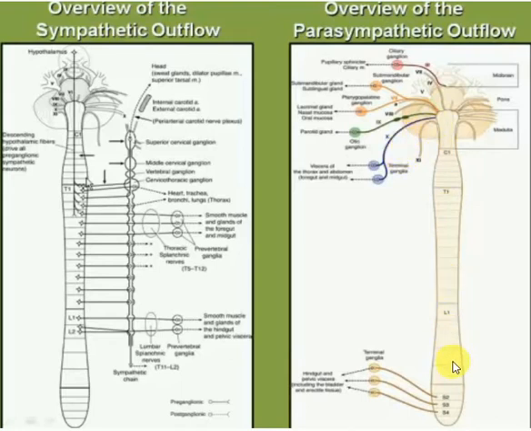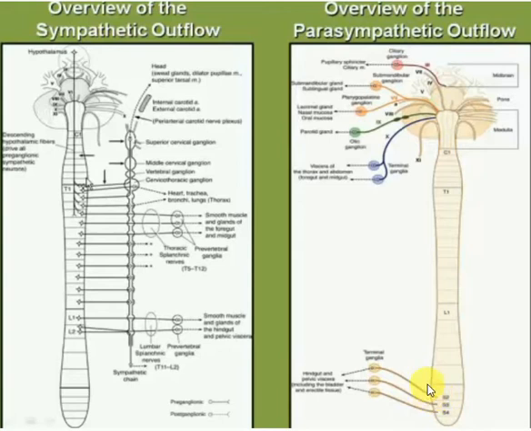And they are also present down below at the sacral level, S2, 3, and 4. So the preganglionic cell bodies have their location either in the cranial part, above the spinal cord in the brainstem, or in the sacral part, S2, 3, and 4.